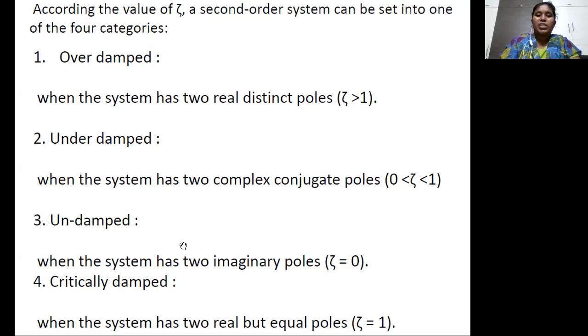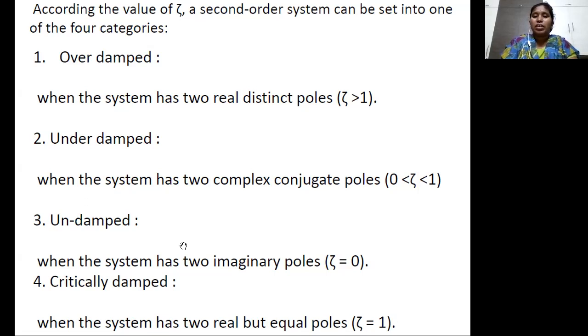And coming to the critically damped system, when the value of zeta is equal to 1, that means the damping ratio is equal to 1, and it has two real but equal poles, then that system is called a critically damped system. That means based on zeta only, you are classifying the second order system into four types of damping system. Those are over damped, under damped, undamped and critically damped.